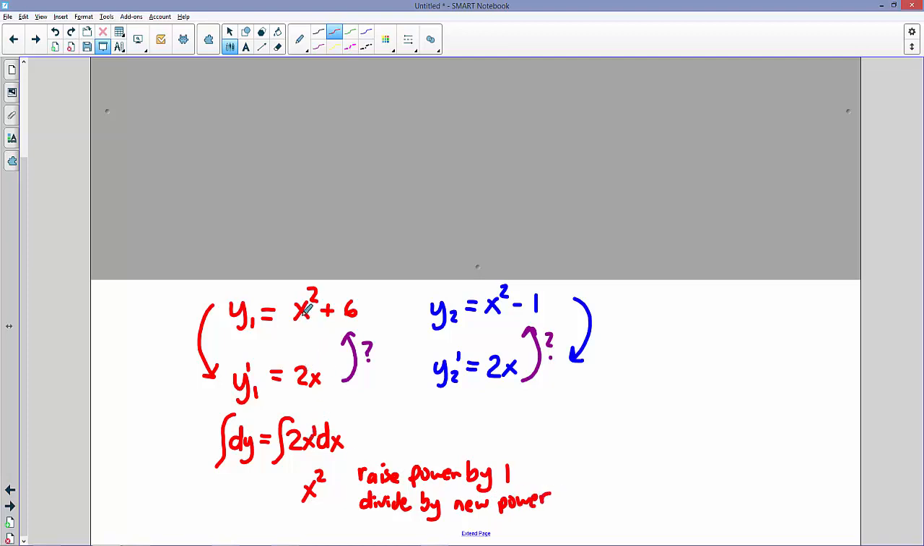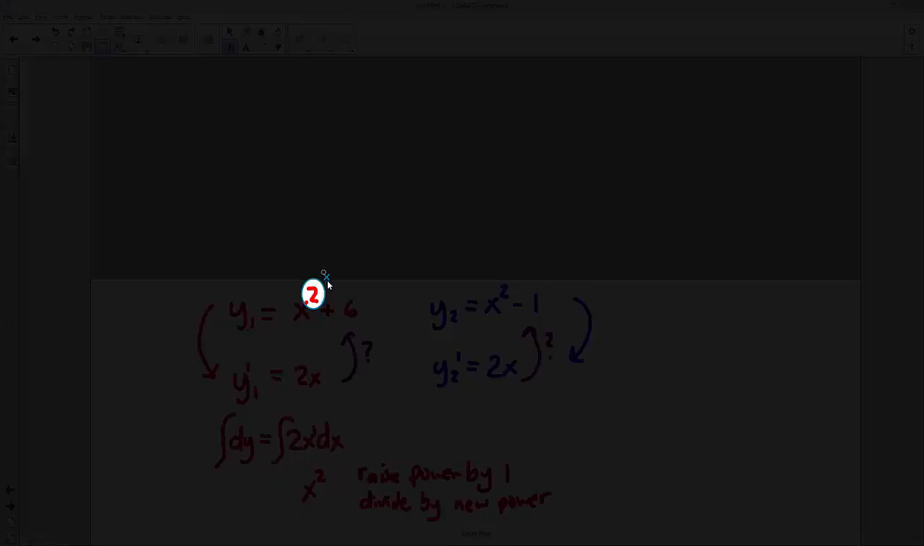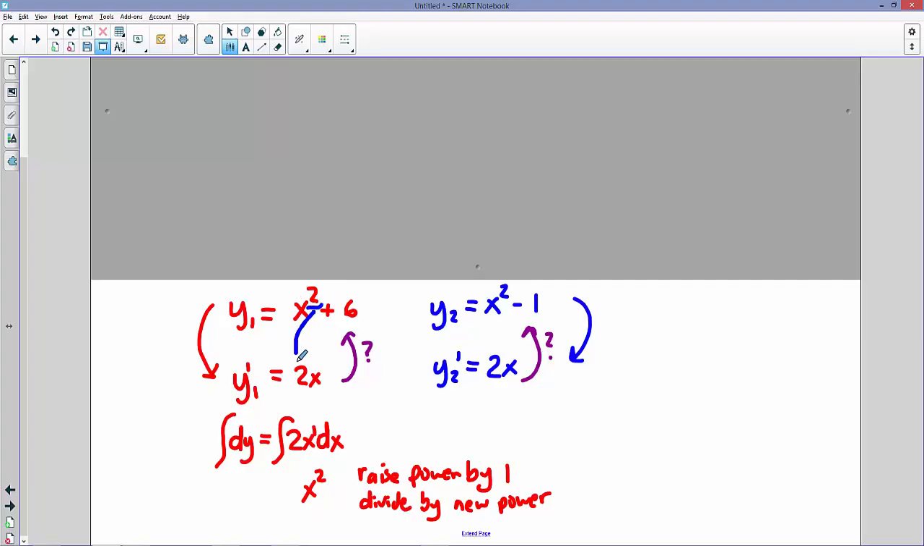Why is that? Well, because when you took the derivative, you took this 2. Let's use our magic pen. You took that 2, you moved it to the front, and then you dropped the power down by 1. So you did, in a sense, the reverse of this. So what we're going to do is the opposite. We're going to raise the power by 1, and then we're going to divide by that number 2. Now don't forget the original 2 is up here.